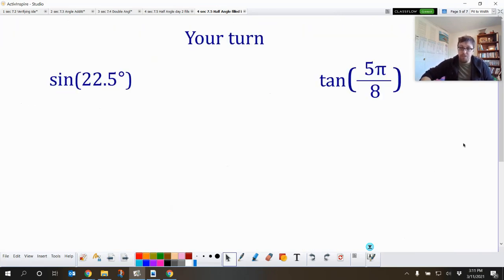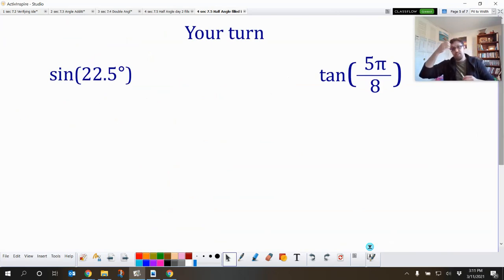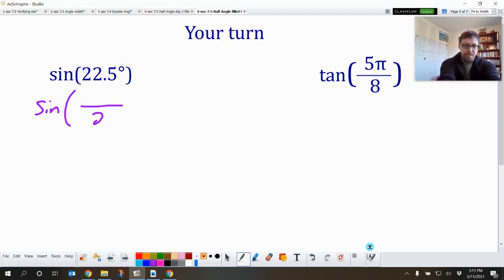So let's do a sample problem. We're trying to figure out what the sine of 22.5 degrees is. I don't know what that is. Well, that .5 is kind of screaming at me that I should do a half angle thing. So I say, okay, if I'm doing half angle, what divided by 2 is going to be 22.5? 45 degrees. Ooh, I know how to do that. This is going to work out much better for me now.